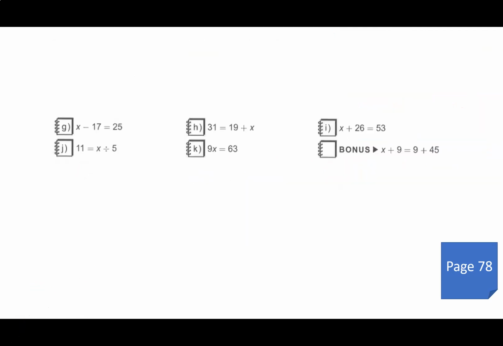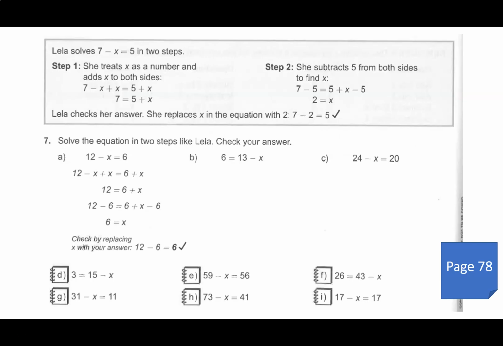If you feel like you would like a little additional practice, I encourage you to give these questions a try. Remember the notebook questions, there is no space in your Jump Math book to solve these, but you can solve these on another piece of paper. All right, lastly, let's look at number 7. The gray box, again, always shows you an example of how to do this question.